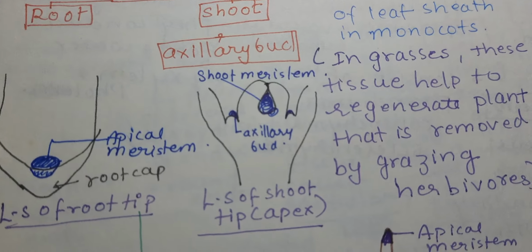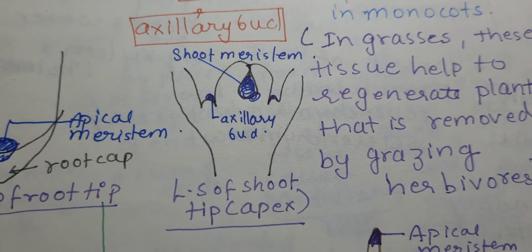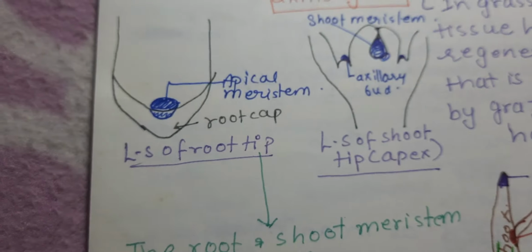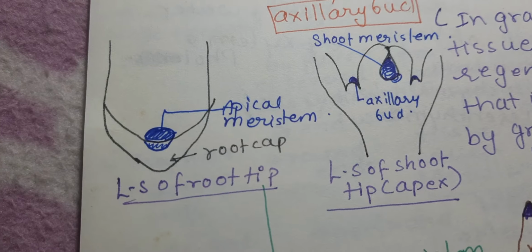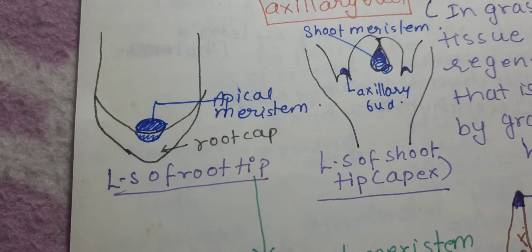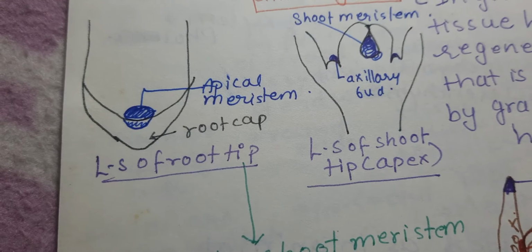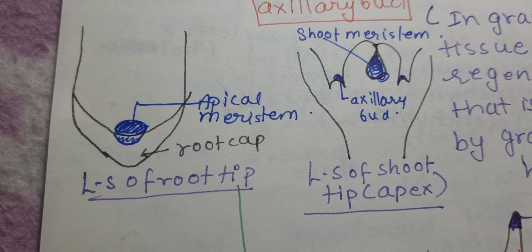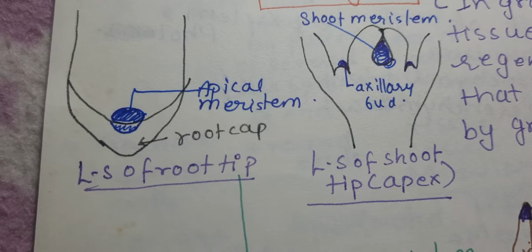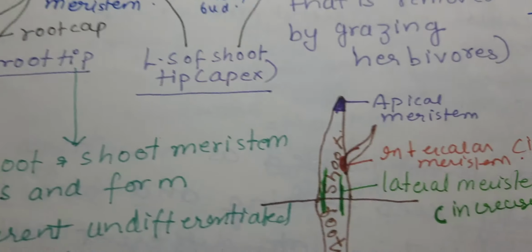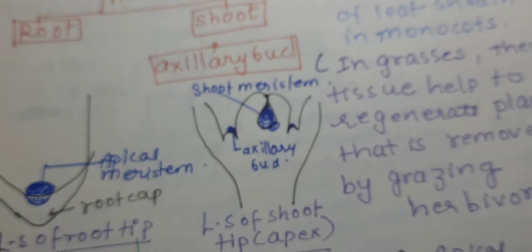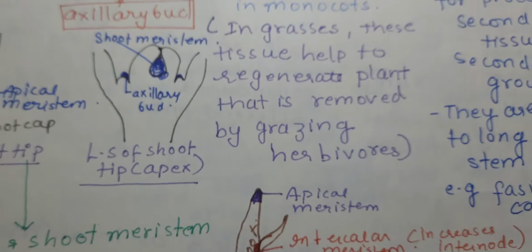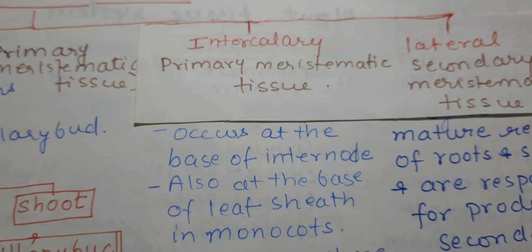So if you look at the position, this is the shoot apex. So here where they are located, shoot meristem. And if you look at the root region, just between the root cap and the root, where there is the origin of root, apical meristem lies in this particular portion. So axillary bud usually at the axil of the leaf.